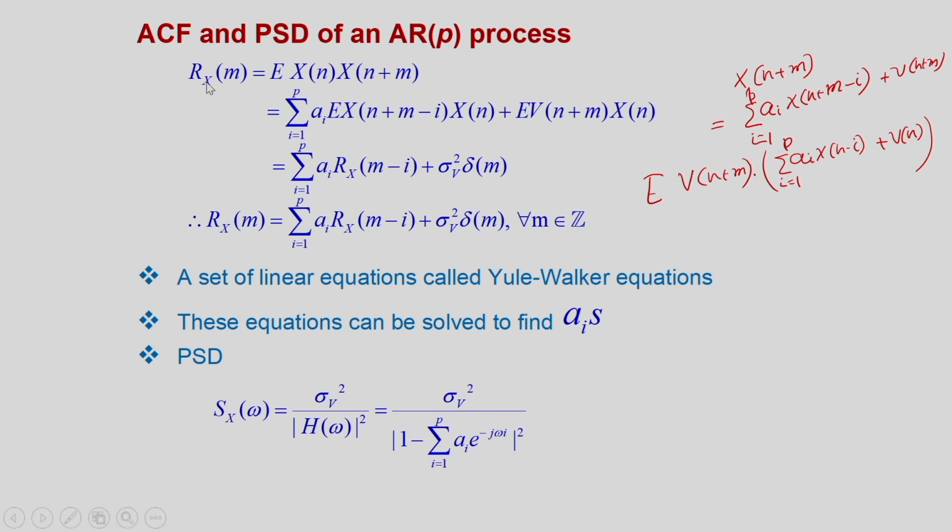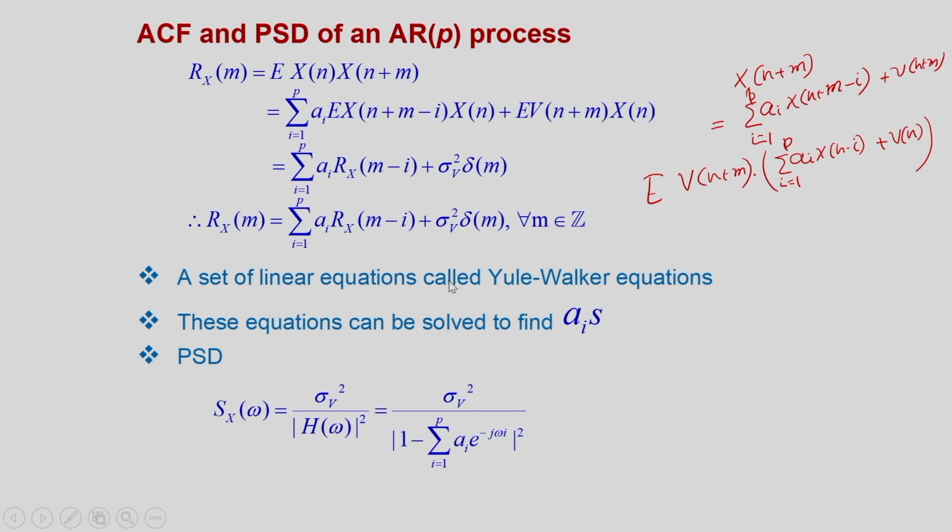Therefore, we have now that R_x of m is equal to summation i going from 1 to p a_i R_x of m minus i, all these p previous autocorrelation values, plus sigma_v square into delta m. This is the equation, and it holds for all integer values of m. So, that way we get a set of linear equations in terms of the autocorrelation functions.